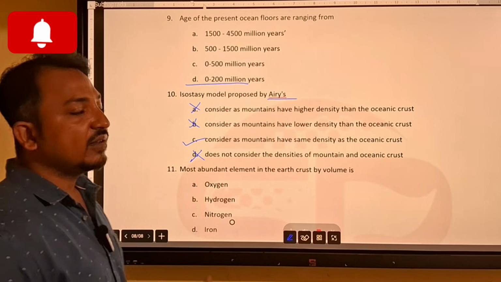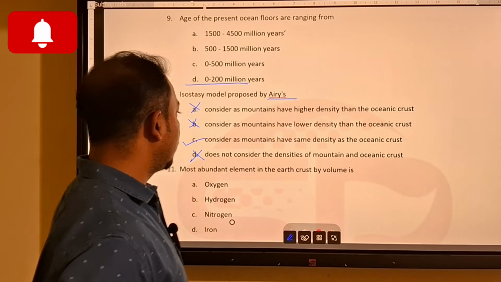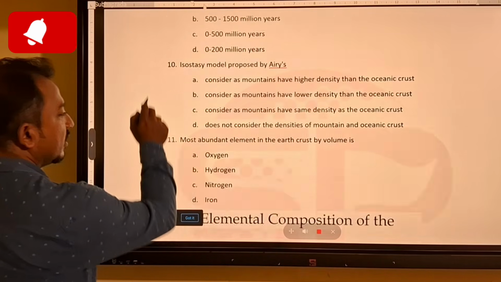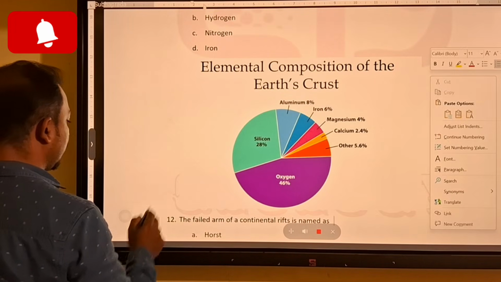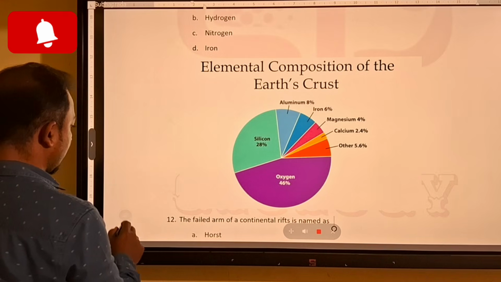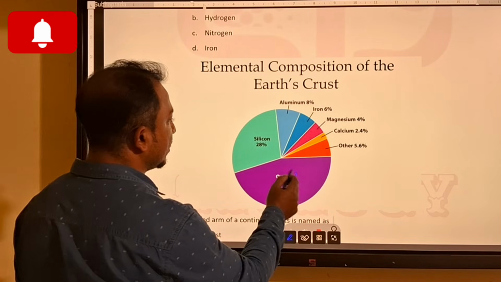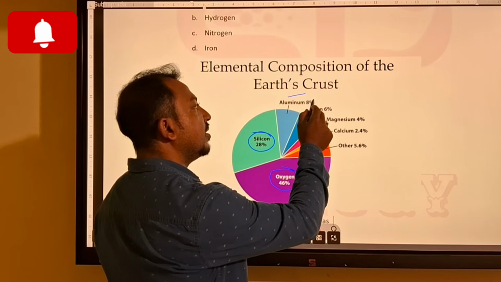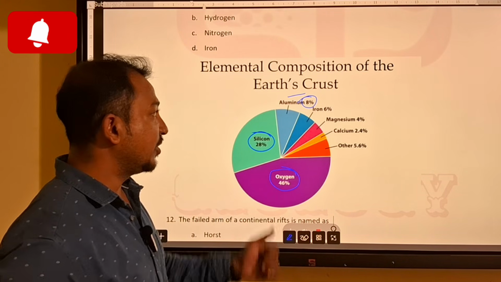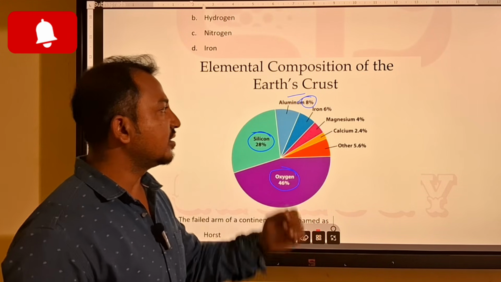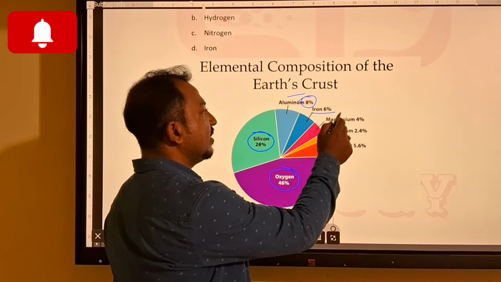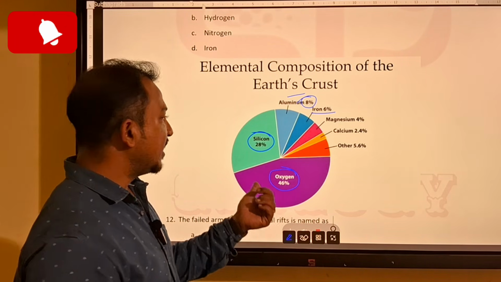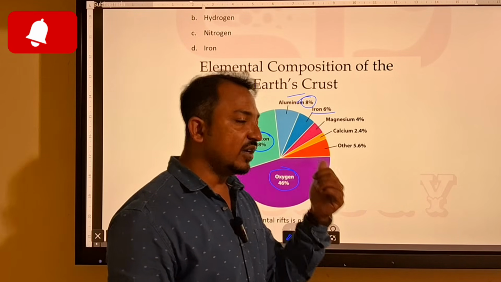Then, the most abundant element in the earth's crust by volume. We all know the most abundant element in the earth's crust is oxygen. Oxygen is 46%, then silicon is 28%, then you will get aluminum at 8% by volume. It is also the most abundant metal in the earth's crust, that is aluminum. Then you will get iron, magnesium, calcium and others. So in sequence, oxygen is the most abundant, then silicon, then aluminum, then iron, then others.